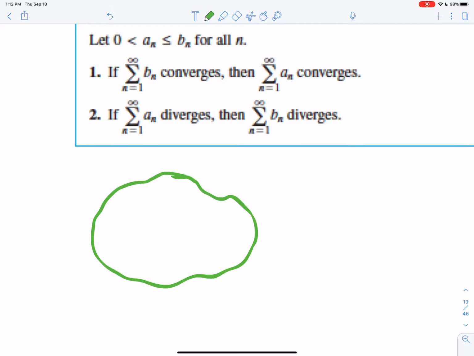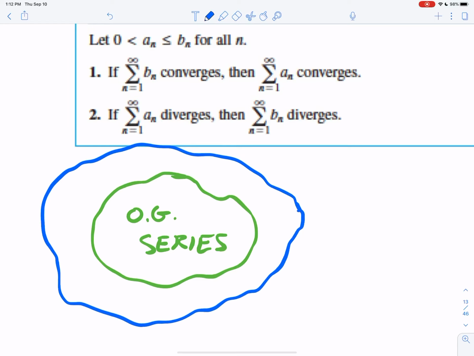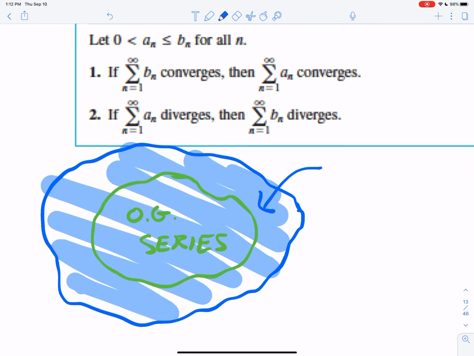Okay, let's say that this is your original series, and let's say that we compared it to a series that's definitely larger than the original series. If we can prove that the larger series converges, meaning there's a finite amount of space, we can then conclude that if the larger series is finite, if it converges, then the smaller one definitely has to converge too.